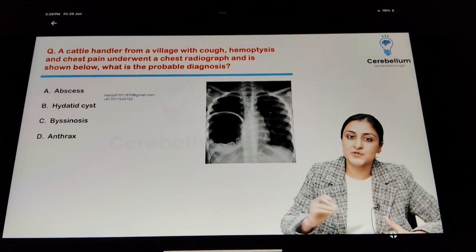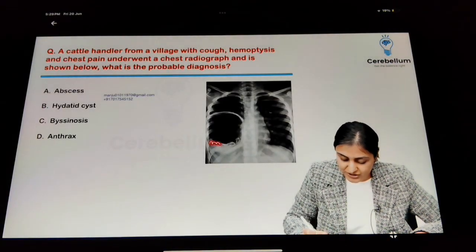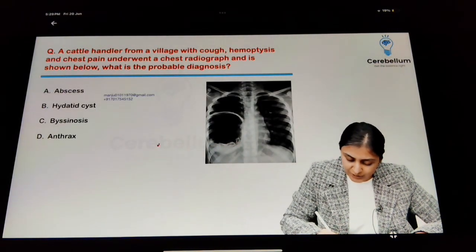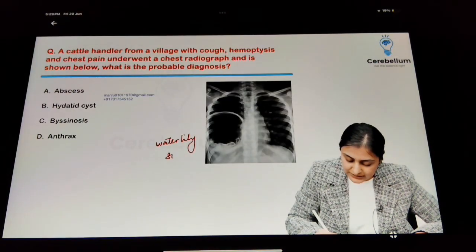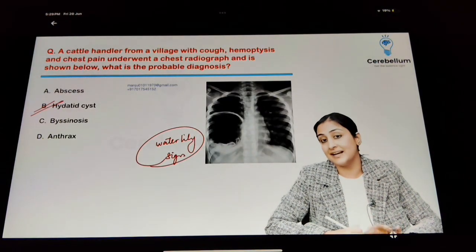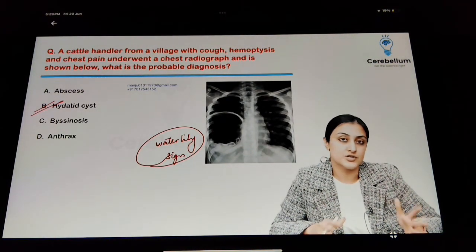Cattle handler, hemoptysis, chest pain. What do you see? You see a cavity, and can you appreciate these membranes crumpled down? Remember what I told you when we were studying hydatid? This is the water lily sign in the lung representing a pulmonary hydatid cyst. A pulmonary hydatid cyst, remember, does not calcify.